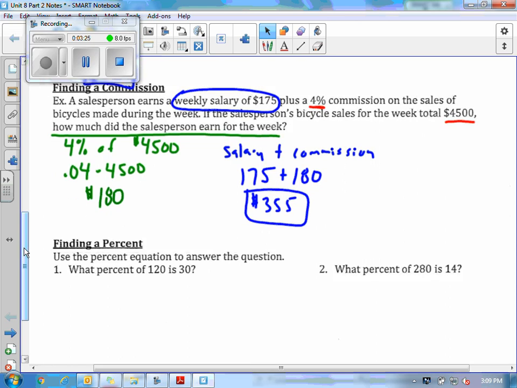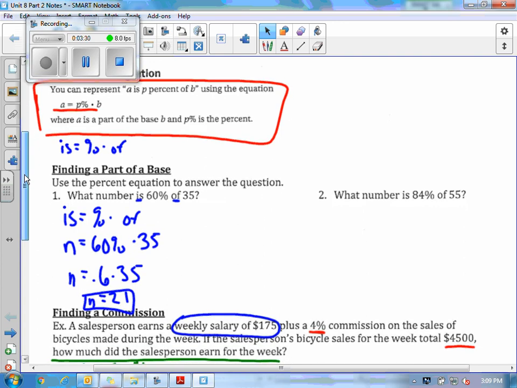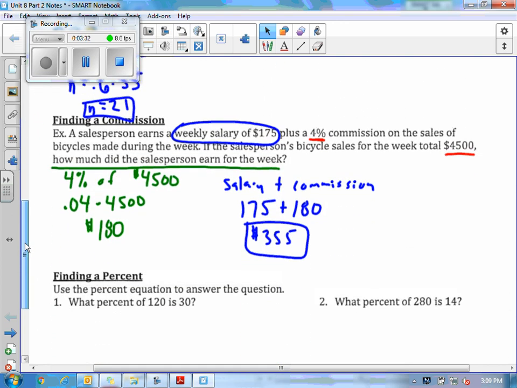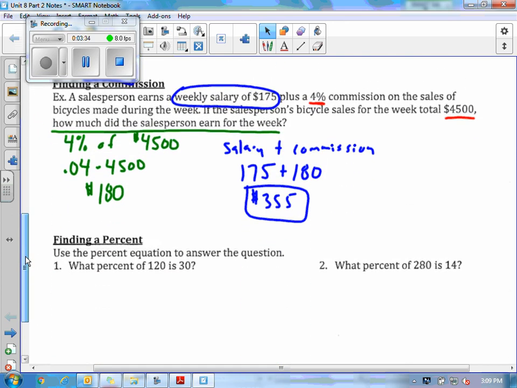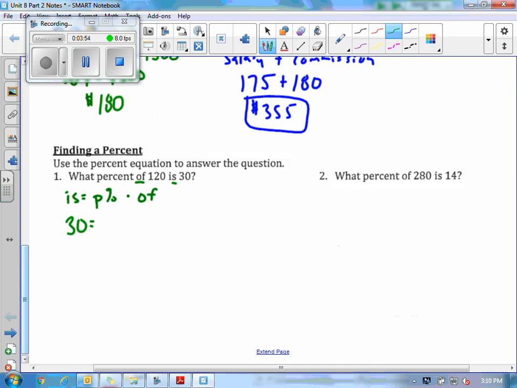On the next section, we're still using the percent equation, A equals P percent times B. But now instead of finding a part, we're going to find the percent. Number 1 says what percent of 120 is 30? Again, I'm going to underline my keywords. My equation goes is equals percent times of. The is number is 30, so 30 is going to go here. I'm looking for the percent, and then it's of 120.